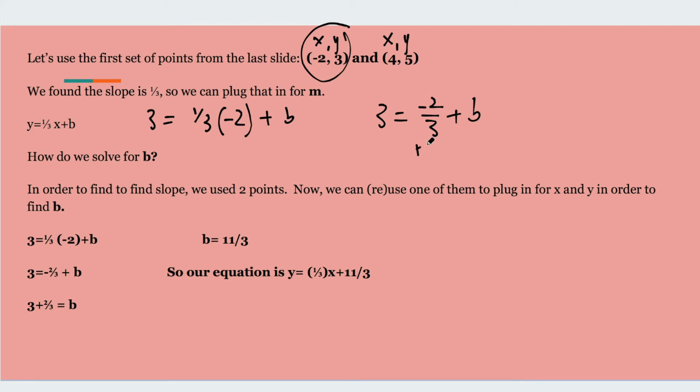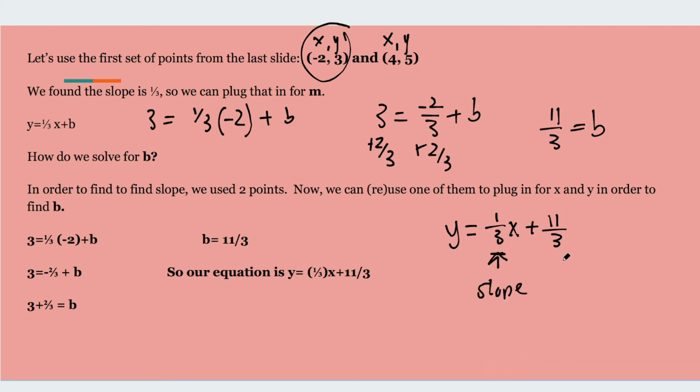We add this over, and we're going to get 11/3 = b. So the equation for this line is going to be y = 1/3 x + 11/3, where our slope is 1/3 and our y-intercept is 11/3.